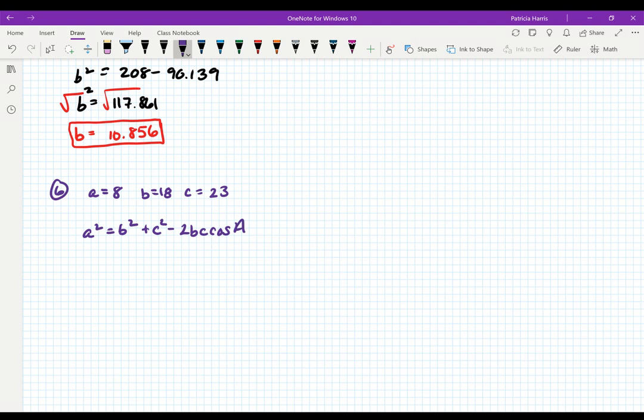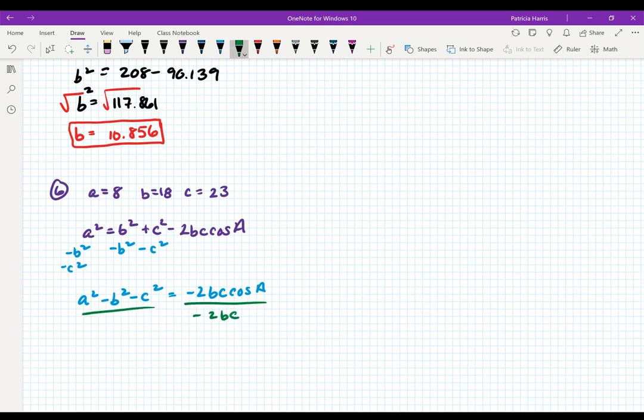Like that. Now, depending on your brain, I would solve this for cosine of A first. So I'm going to subtract the b squared and then the c squared from both sides, and I'm going to get a squared minus b squared minus c squared. I'm going to get something that looks like that. Then I'm going to divide by negative 2bc.